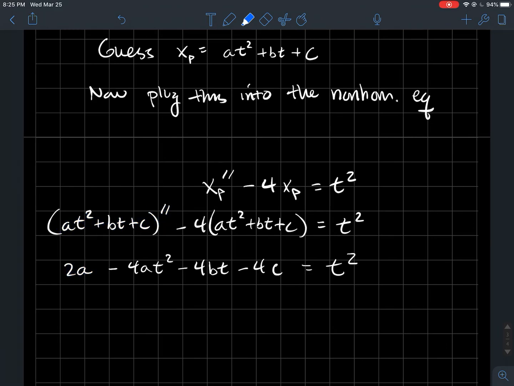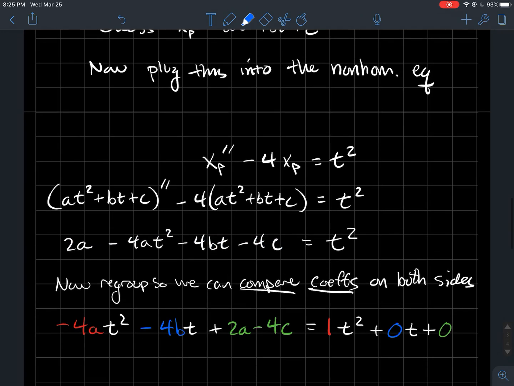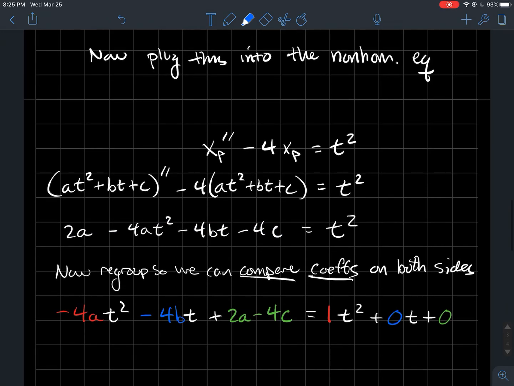And then what do I get? I just distributed this -4 to everything inside. That's all this stuff here. And that's all equal to t squared. So now I'm going to rewrite this stuff. I'm going to regroup the left side so that we can compare coefficients on both sides. What do I mean by that? I'm going to try to write this side in descending order, like the highest power of t first, then the next power of t, and so on. And I see that I've already got that on the right side as well.